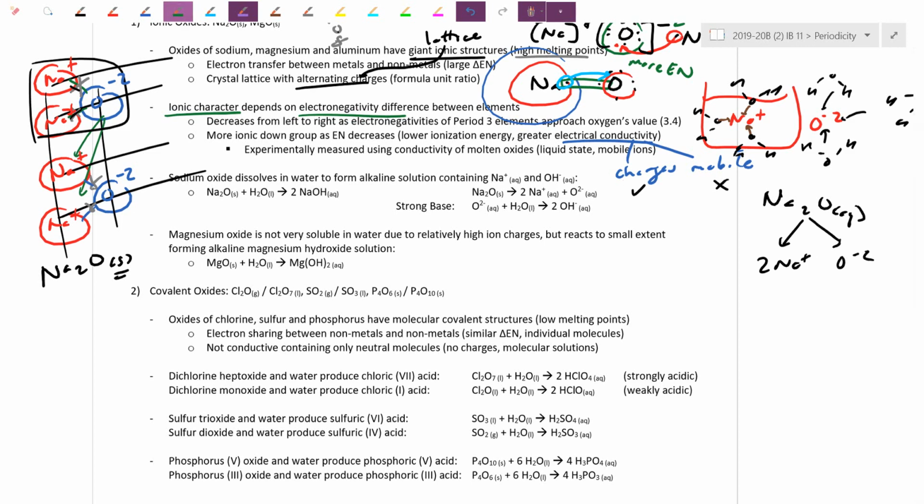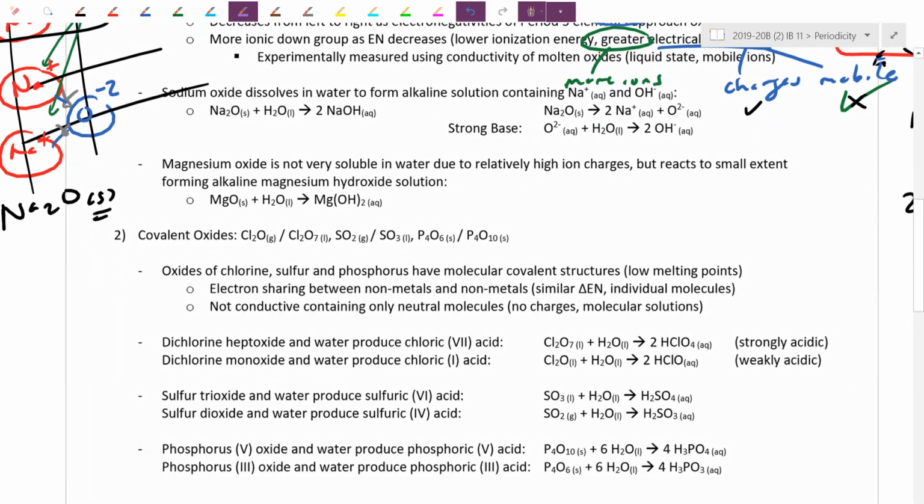Now I have the charges and now I do have the mobility. In that case here it's conductive. In fact, we're going to get even more conductive the more ions that we have. The more ions I can swim around, the more I can carry a current. So let's look in detail at our period 3 oxides again. So far we have sodium oxide and magnesium oxide. Like I said, the most important thing is because they're ionic, water can dissociate these no problem.